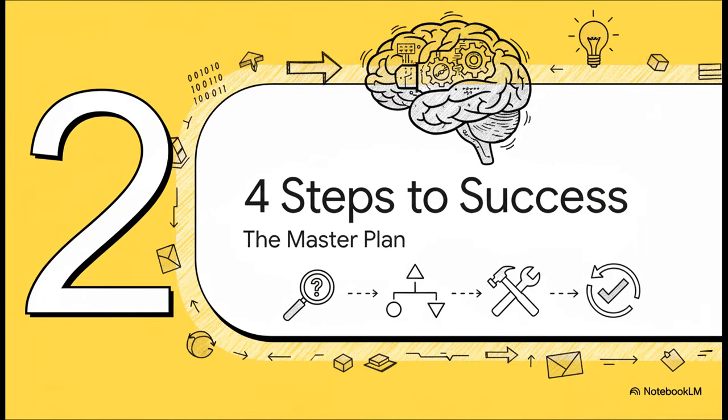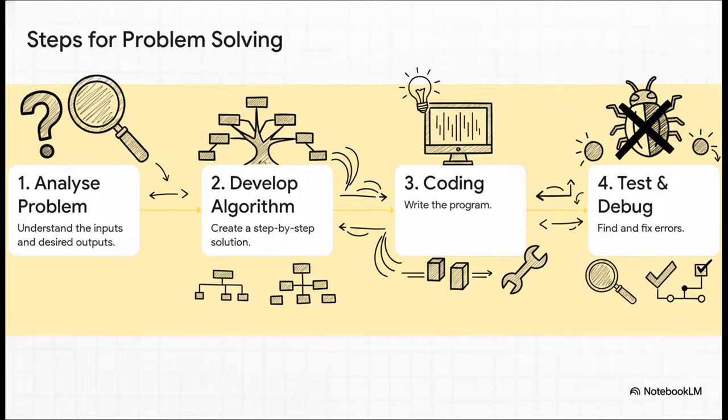All right, now for the part you need for your exams. You need a master plan, a foolproof method that works every time. So let's look at the 4 simple steps that you need to follow to solve any problem perfectly and get full marks. And here they are. It's so simple. Step 1. Analyze the problem. Really figure out what is being asked. Step 2. Develop an algorithm.